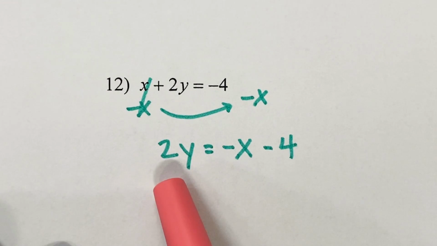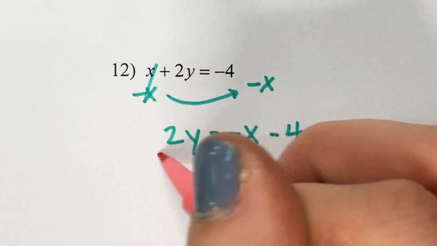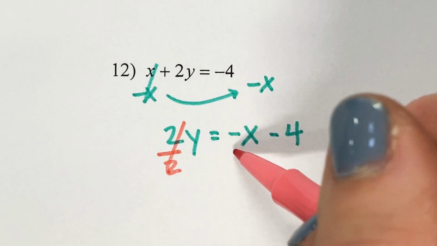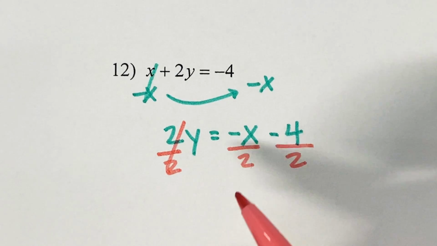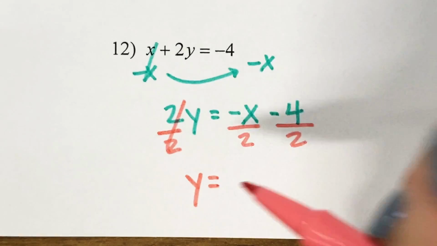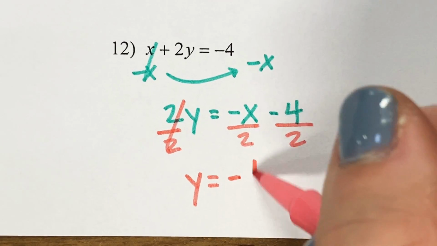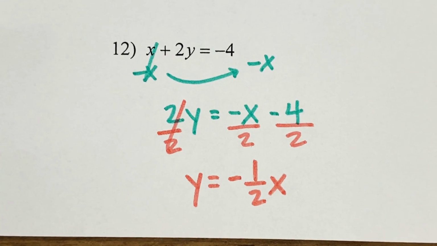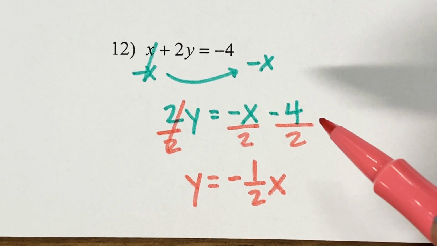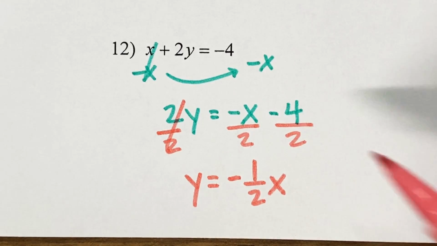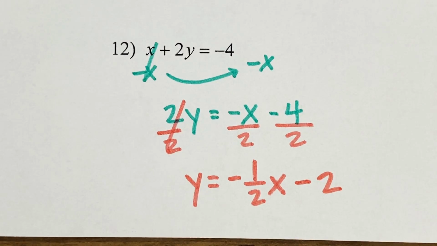Okay, my y is not by itself. We need to get rid of this times by 2. So what is the opposite of times by 2? Divide by 2. Okay, so that gets rid of him over here, and we got to divide everything over there. Okay, so we're left with y is all by itself equals negative 1 over 2, which we can't reduce, so it just stays negative 1/2 x. But what is the answer to negative 4 divided by 2? What is negative 4 divided by 2? It's going to give me negative 2.